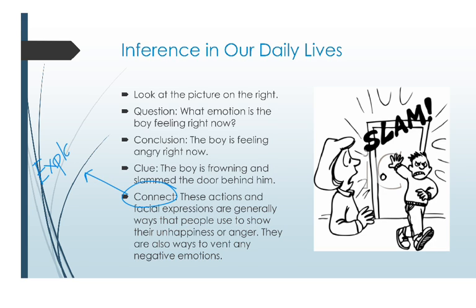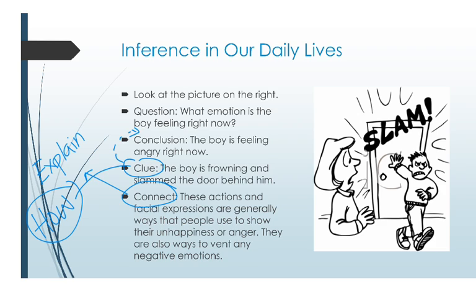Basically, how does the clue link and help you to arrive at your conclusion? It is the connect. Why do frowning and slamming the door tell me that someone is feeling angry? Because these are generally the facial expressions and the actions that people use to show their unhappiness or anger. We see this every single day.